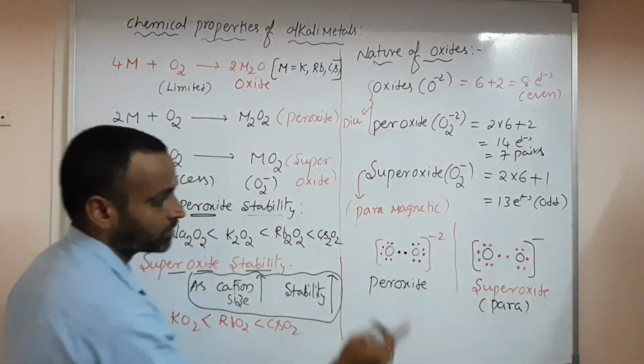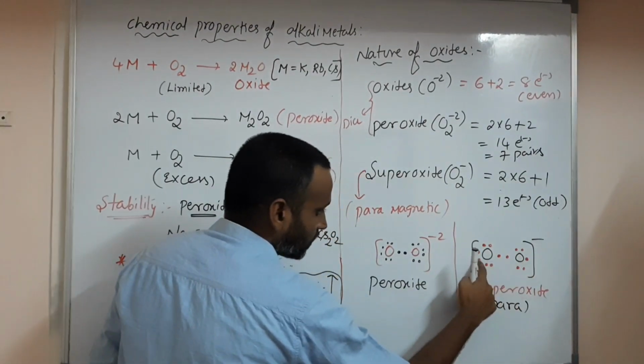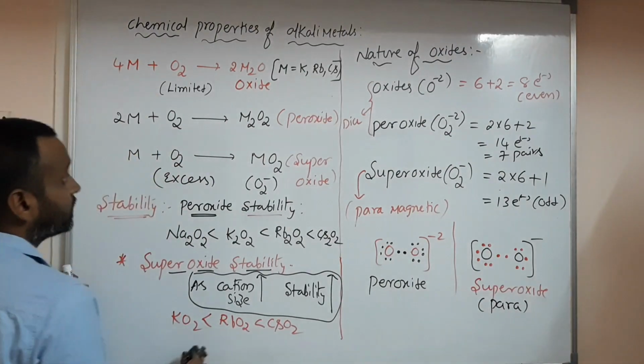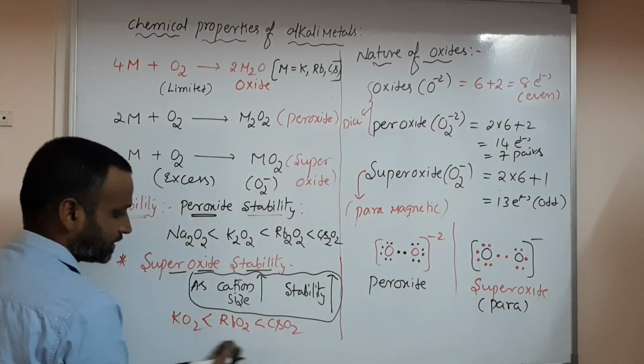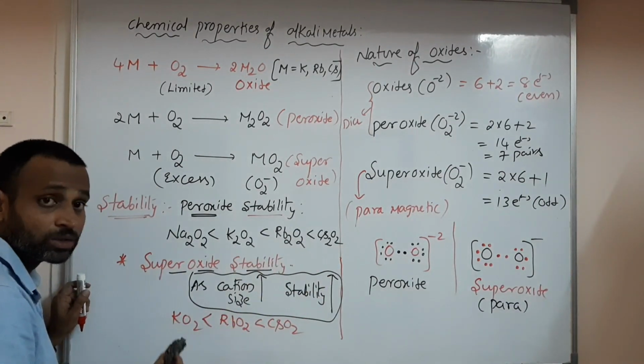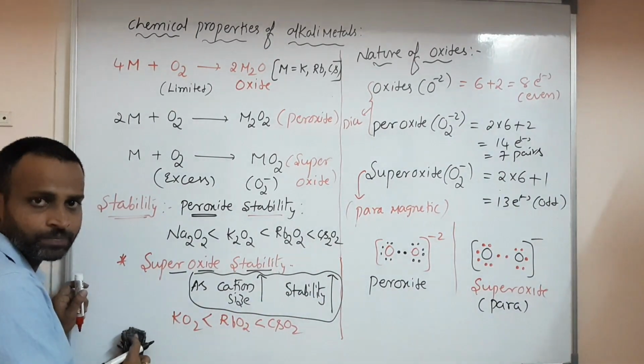Understanding? That is also correct. I repeat, this unpaired electron here and that pair there, you can write. It's not a problem. Okay? So this is about oxides. As we go down, how the stability changes, that I am also writing every time.